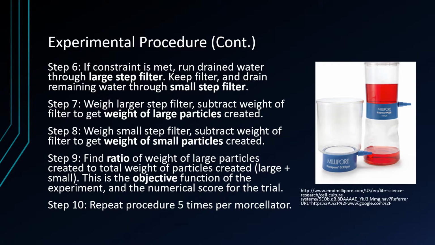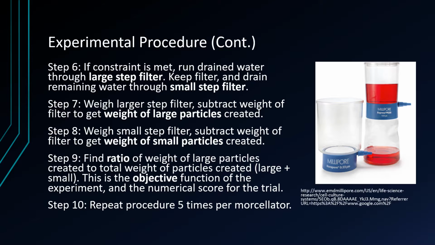If it is met, we can run the drained water through the large step filter, which serves to isolate the large particles created. Keeping the filter, we drain the remaining water through the small step filter, which captures basically the rest of the particles that aren't large. Step 7 and 8 is to weigh each filter, subtract the weight of the filter itself to get the weight of large and small particles created, respectively.